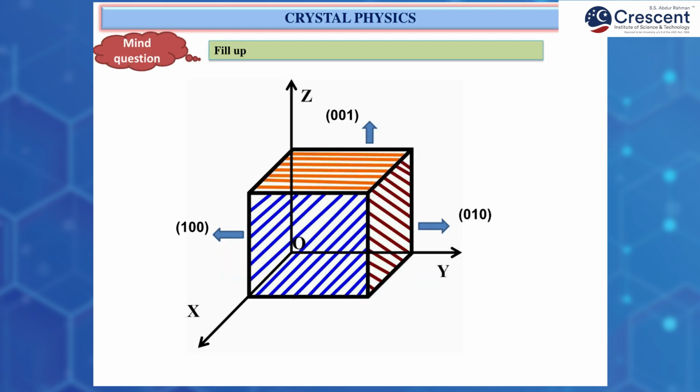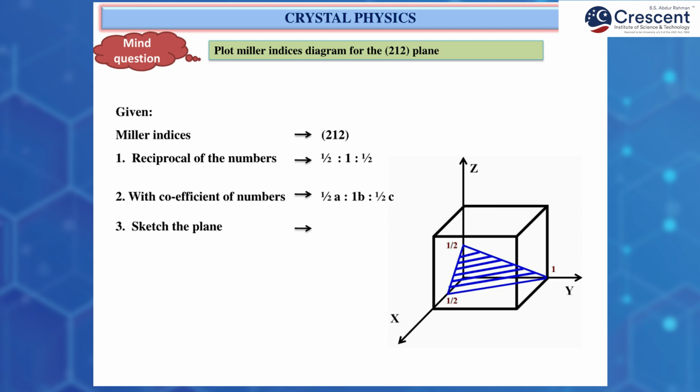How can you identify 1, 0, 0, 0, 1, 0 and 0, 0, 1 planes, which contain only one index, that is h alone, second one k, third one l. So like this, if any index value is 1, the shape of the plane is a square.